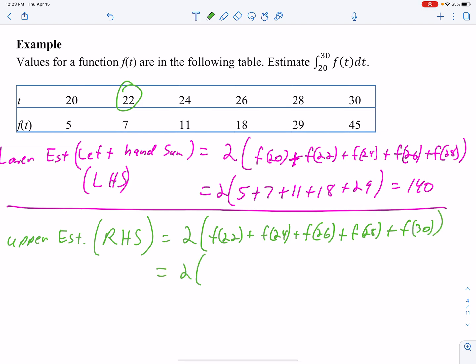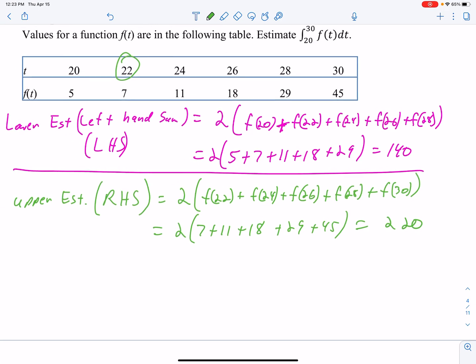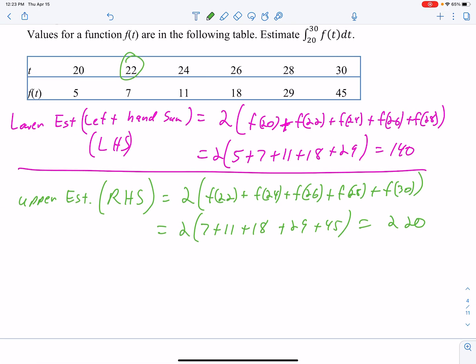Plug in the numbers. So we're going to do 7 plus 11 plus 18 plus 29 plus 45. Punch that into a calculator, and you should get 220. Now, to estimate this definite integral, definite integral means we know these limits of integration. They're given to us.